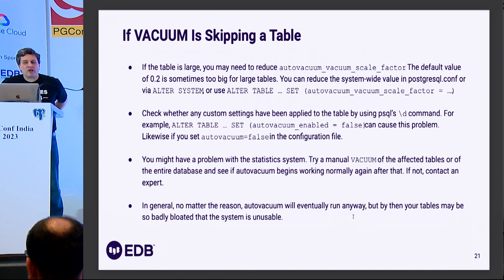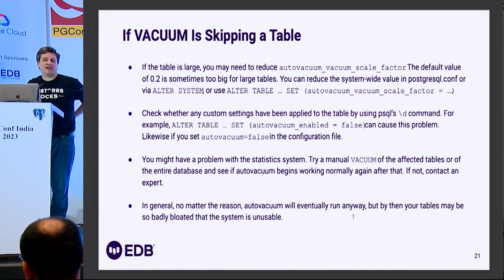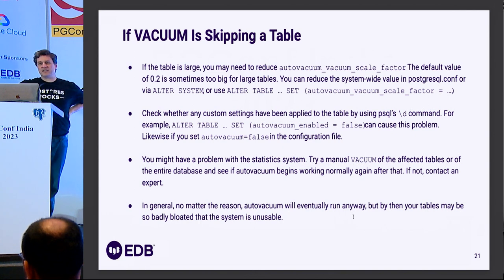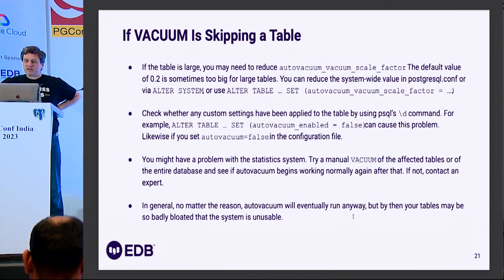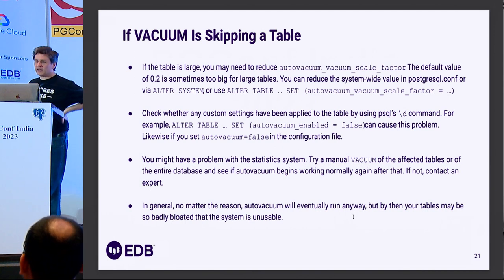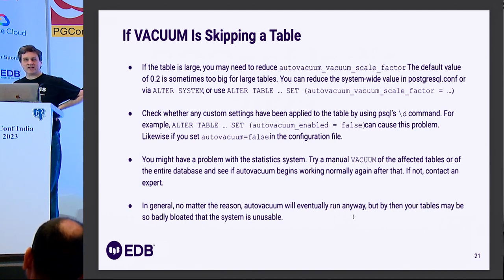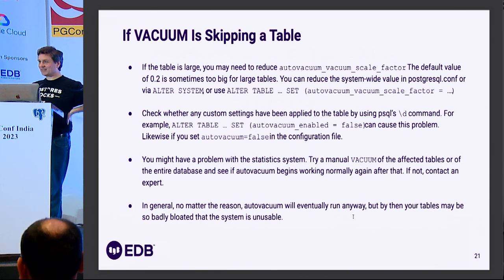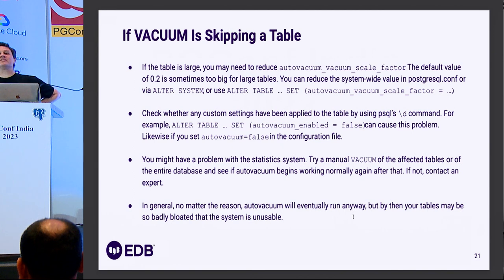Another thing you can do is check whether any custom settings have been applied to a particular table. If you just run psql's \d command on this, it will show you all of the custom Autovacuum settings that have been applied to the table. I have seen a few people who applied autovacuum_enabled equals false to some table, and then it didn't get vacuumed by Autovacuum. So it's good to check for this kind of thing, just to be sure. If the table is getting skipped, maybe that's because somebody told it to skip that table.